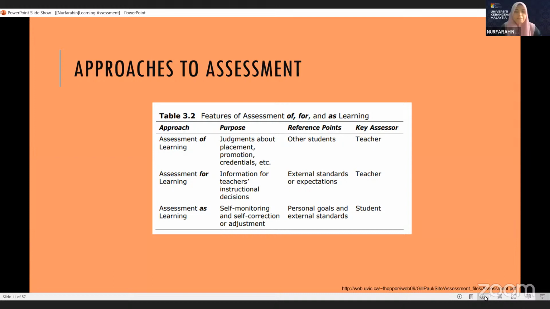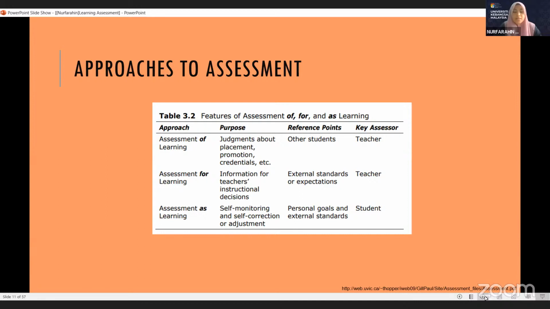Okay, that's why we have our national examination so that everyone can sit with the same questions, and they will be graded with a similar system so that they can move further, so they can get the minimum credentials to get into universities or other higher education institutions. And the reference points, meaning that the comparisons made are comparisons against other students, okay? And the assessor is the teacher.